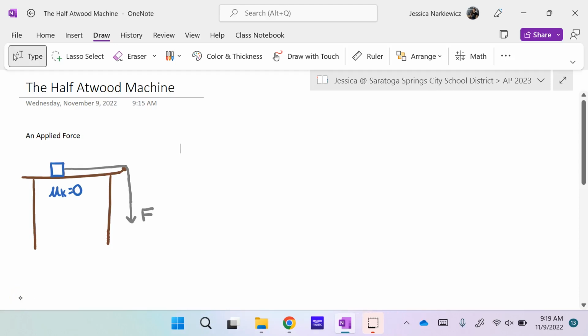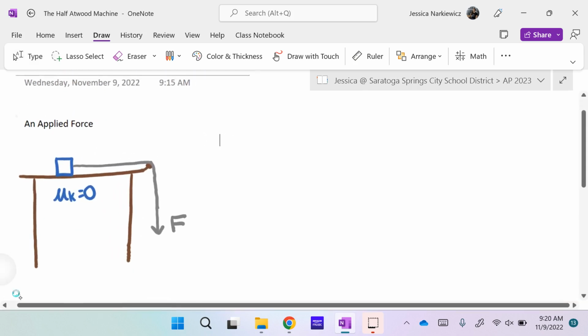All right, so this video is going to run through the free body diagrams and net force equations for something called a half Atwood machine. An Atwood machine is something that allows us to lift heavy objects without having to apply as much force as however much the object weighs. So it allows us to kind of indirectly pick up the object.